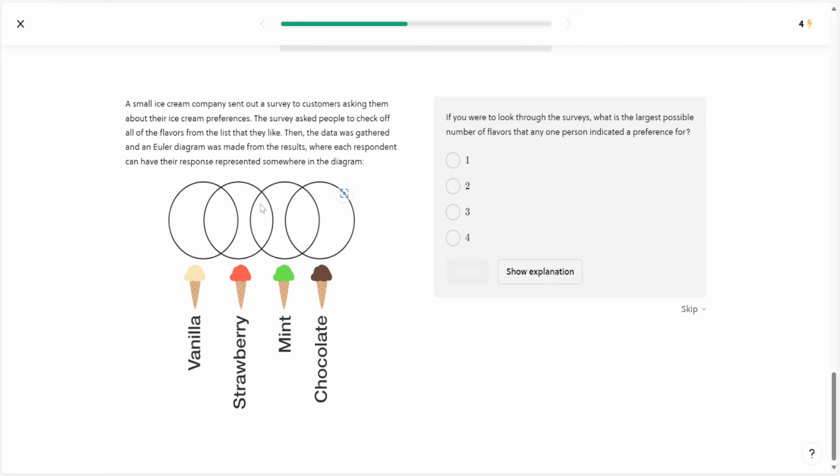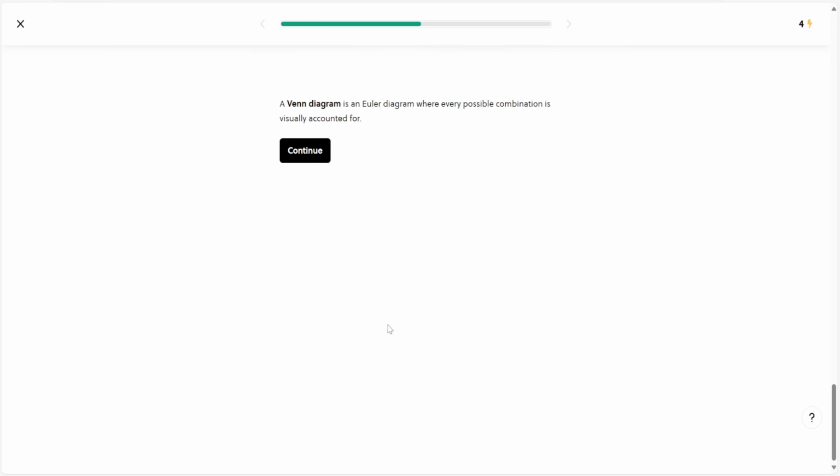So this circle only contains one more. This circle only contains one more on either side. Same with this one, and this one's one. So 2 is the maximum that one person can say.